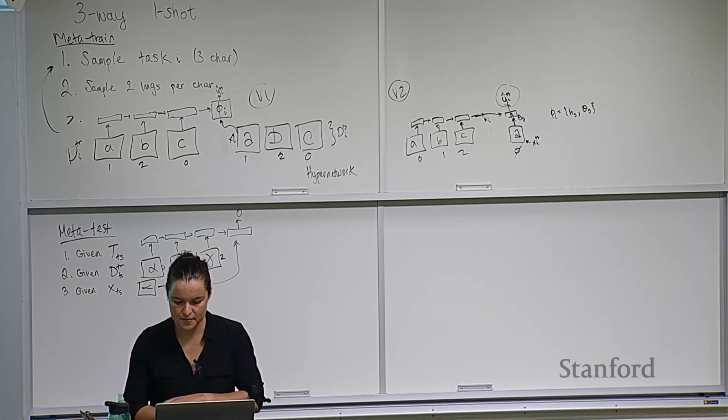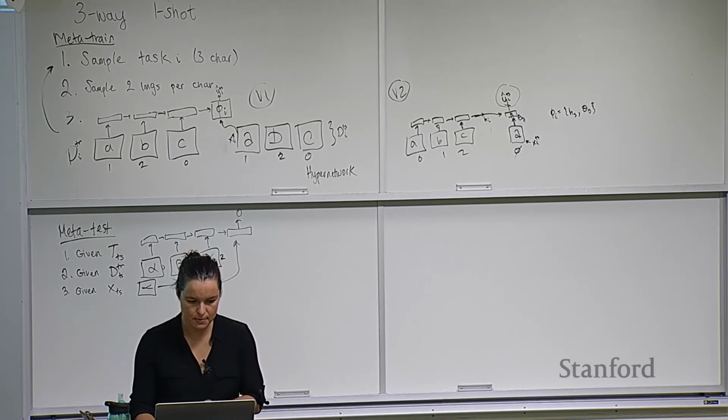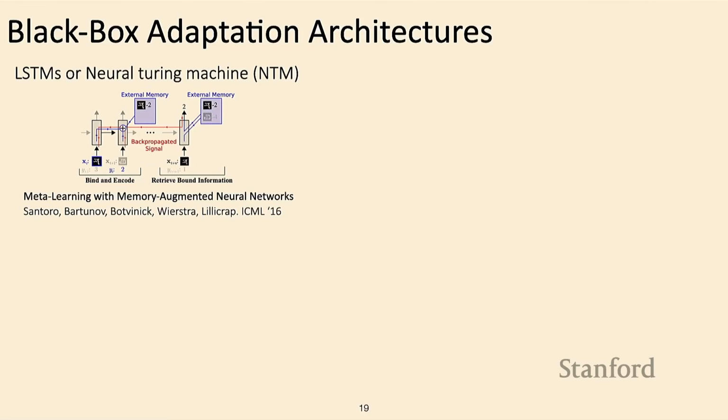Cool. And then I said I would talk a little bit about architectures. We talked a little bit about RNNs before. One of the first papers that introduced this more modern notion of meta-learning with black box neural networks is this paper right here, from 2016. This was in response to the Omniglot challenge being released and some cognitive scientists saying neural networks can't do few-shot learning.